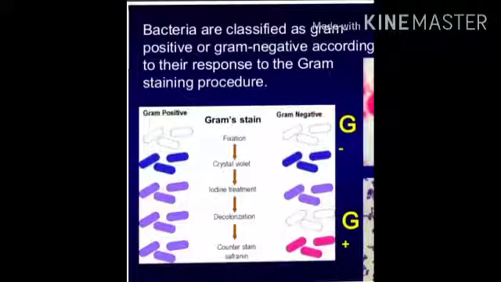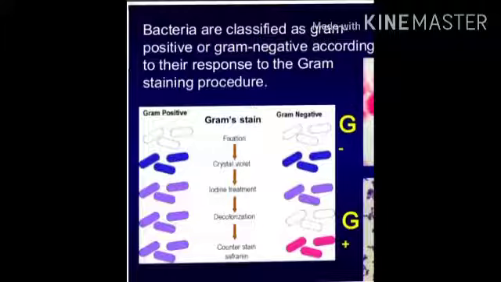So first of all, we fix the bacterial smear on a glass slide. The first step is the fixation procedure. Fixation is done by a gentle heat procedure on the smear. Then we add crystal violet stain, then iodine solution, that is Gram's iodine solution. The decolorizing agent is alcohol, and last is the counterstain, safranin.